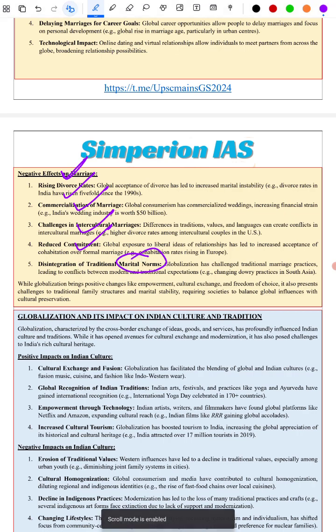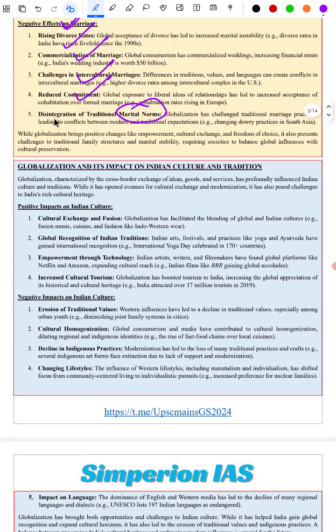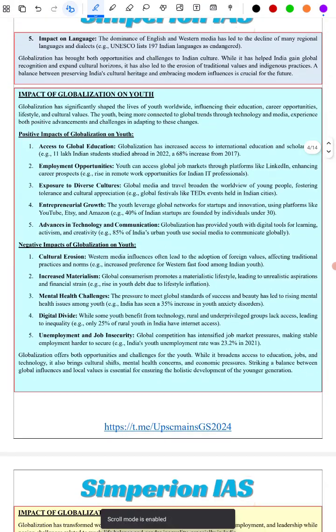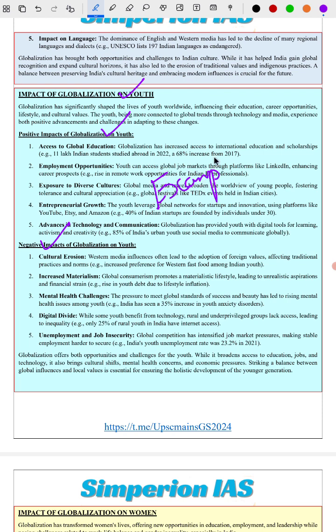Up next, we have covered globalization and its impact on Indian culture and tradition. We have covered the positive impact as well as the negative impact on Indian culture. After that, we have covered the impact of globalization on youth. We have covered the positives, 5 points, and negatives, 5 points. We have included examples as well as facts and numerical data.